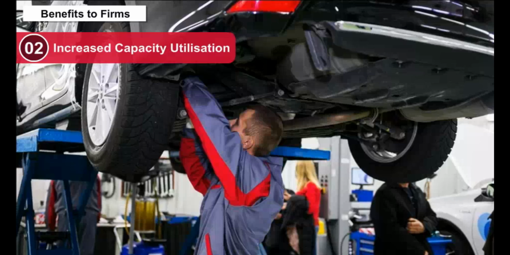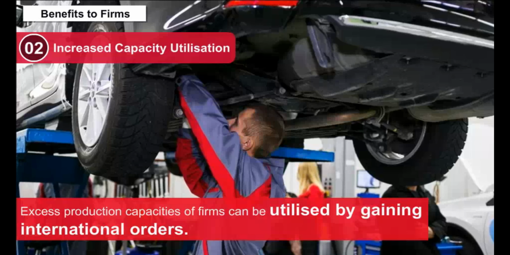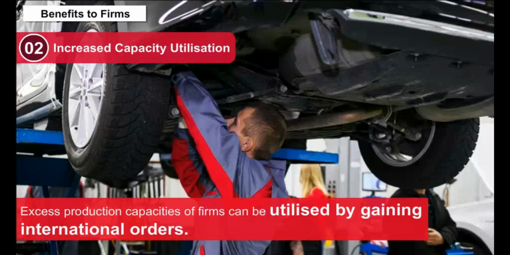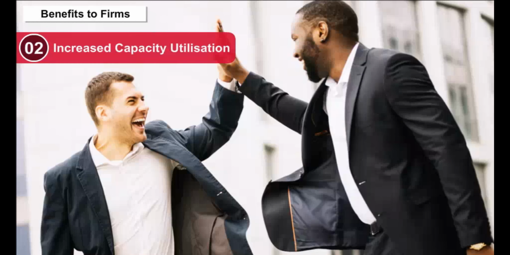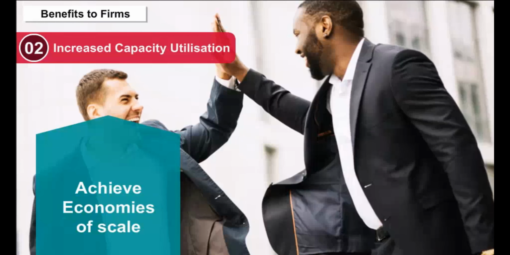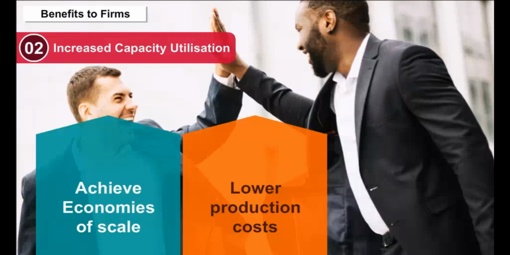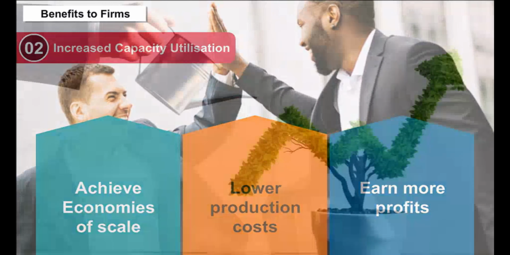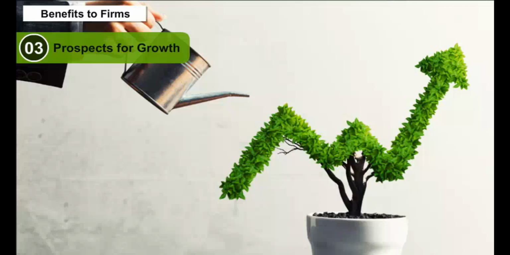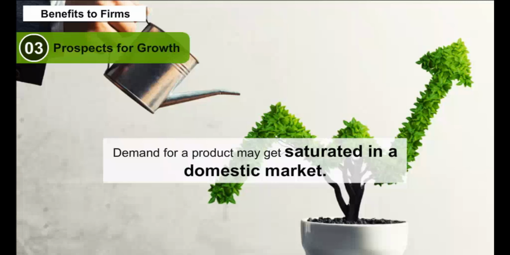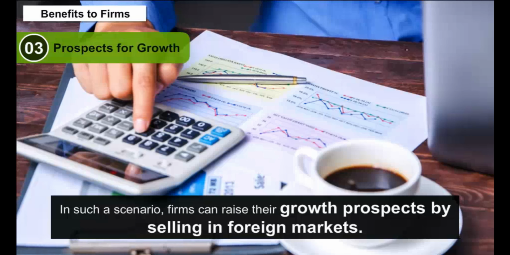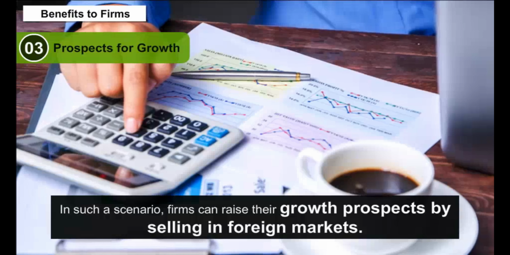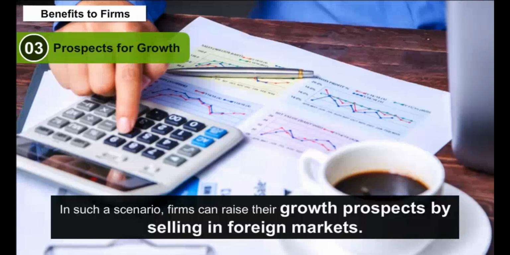Increased capacity utilization. Excess production capacities of firms can be utilized by gaining international orders. It helps firms to achieve economies of scale, lower production costs, and earn more profits. Prospects for growth. Demand for a product may get saturated in a domestic market. In such a scenario, firms can raise their growth prospects by selling in foreign markets.